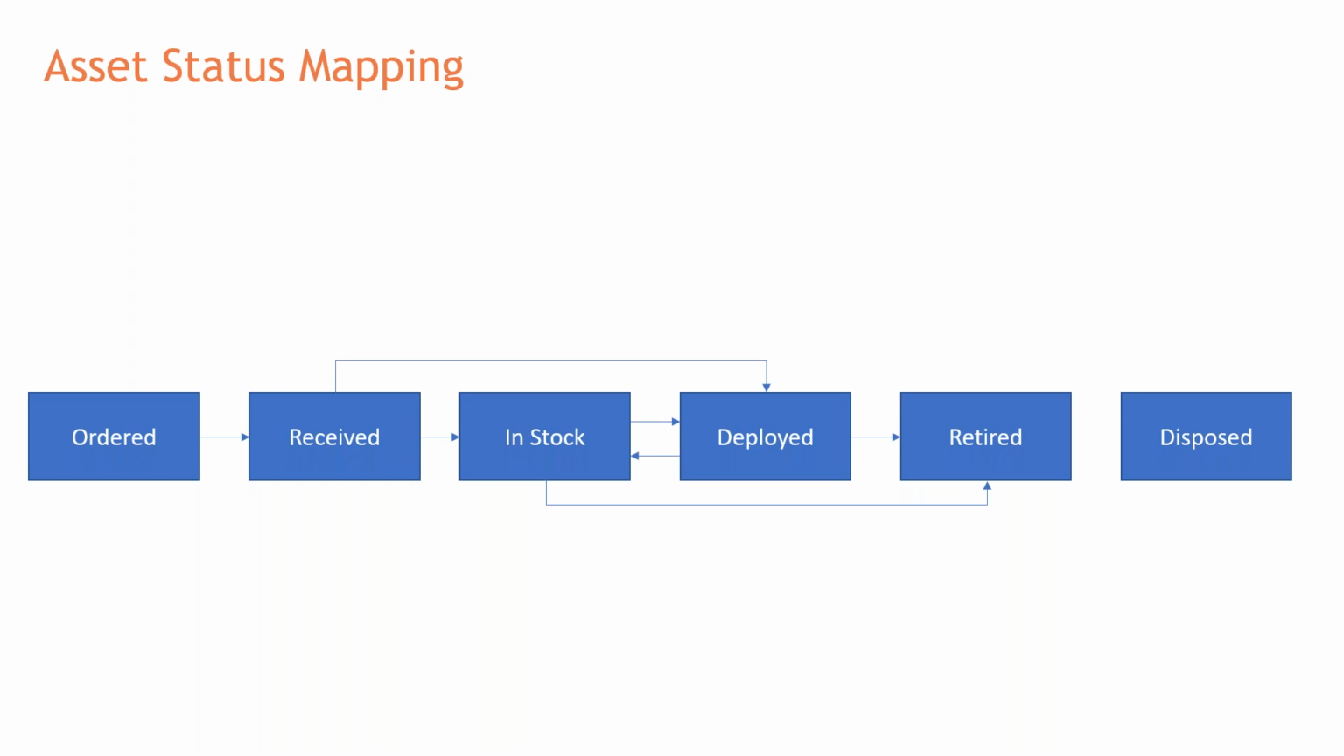But once we think about where it can go from deployed, of course, from deployed, it can go back to stock when someone's finished with it. It can either go back to stock or it can go on to retired. If it's still fit for purpose, if it's still good, it can go back to stock. If it's broken, damaged, or just obsolete, then it's going to go straight to retired.